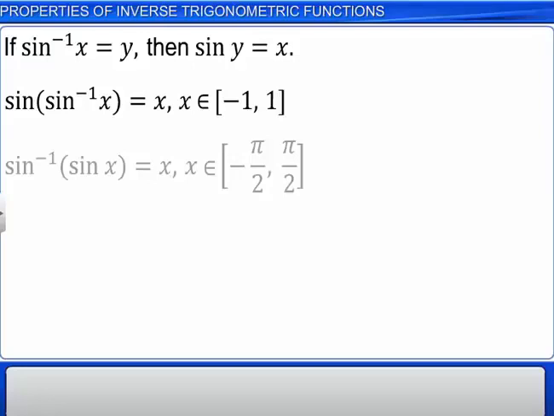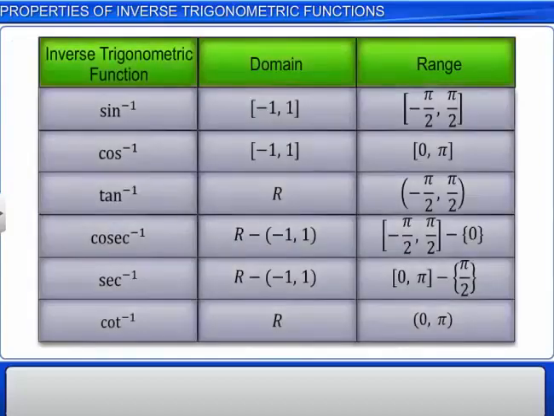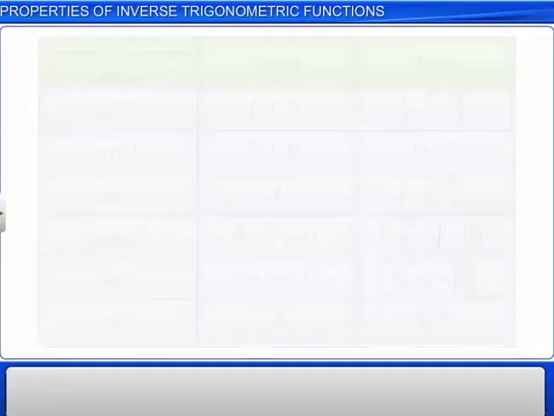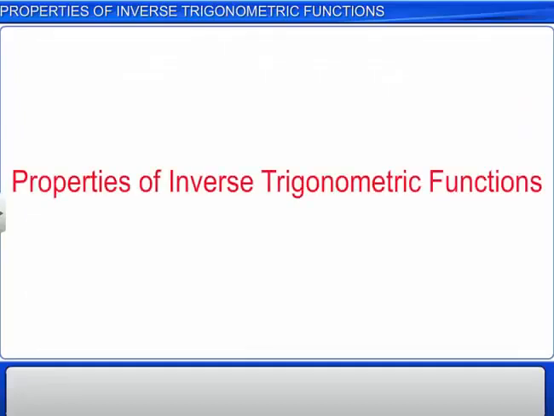Similarly, sine inverse of sine x is also equal to x when x belongs to a closed interval -π/2, π/2. You also learned about inverse trigonometric functions and their principal value branches. Let us now prove some properties of inverse trigonometric functions.